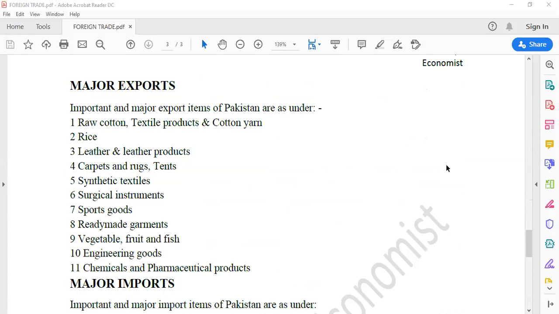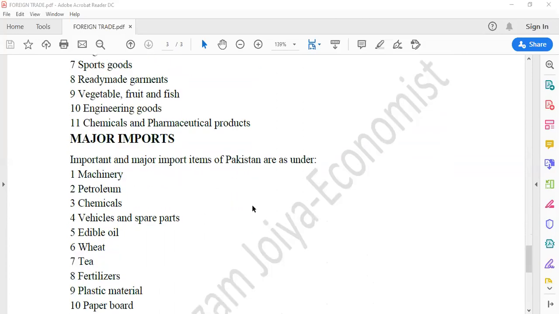Here are the major exports of Pakistan: raw cotton, textile products and cotton yarn, rice, leather and leather products, carpets, rugs, tents, synthetic textiles, surgical instruments, sports goods, ready-made garments, vegetable, fruit and fish, engineering goods, chemicals, and pharmaceutical products.